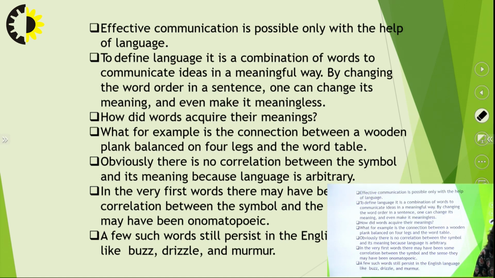What, for example, is the connection between a wooden plank balanced on 4 legs and the word table? Obviously, there is no correlation between the symbol and its meaning, because language is arbitrary. That is a very important keyword of this lecture, which I am going to explain to you: what arbitrary means, a very important characteristic of language. In the very first words, there may have been some correlation between the symbol and the sense. They may have been onomatopoeic. A few such words still persist in the English language, like buzz, drizzle and murmur.